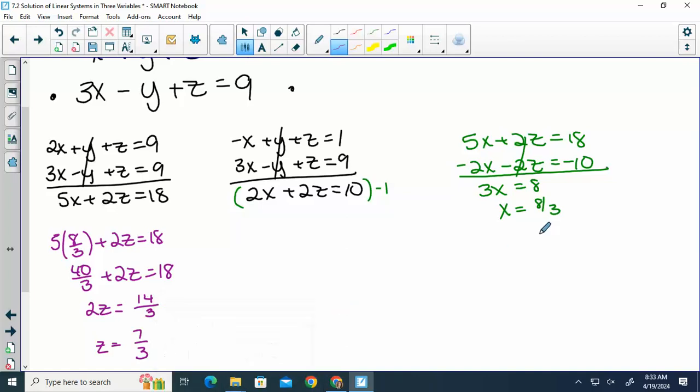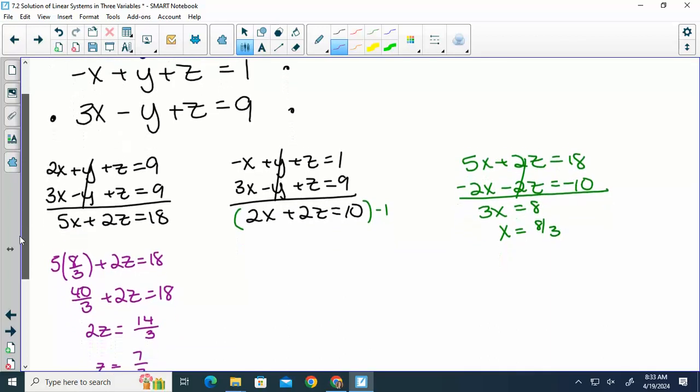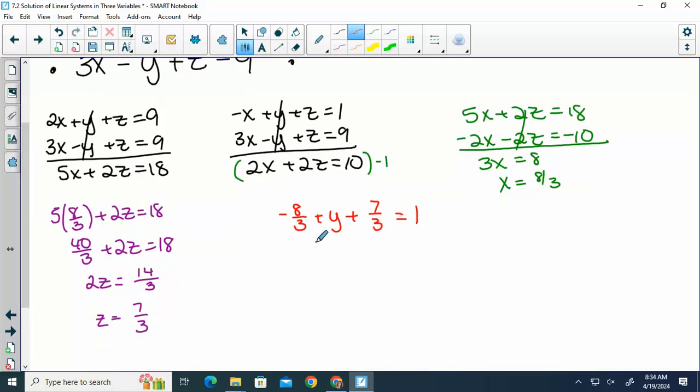So now we have x and z, we need y. So we can go back to whatever up here. If I went to maybe the middle one, it's a negative x, so negative 8/3 plus y plus my z, 7/3 equals 1. If I add those together, I get negative 1/3 plus y equals 1. So that would be 4/3.